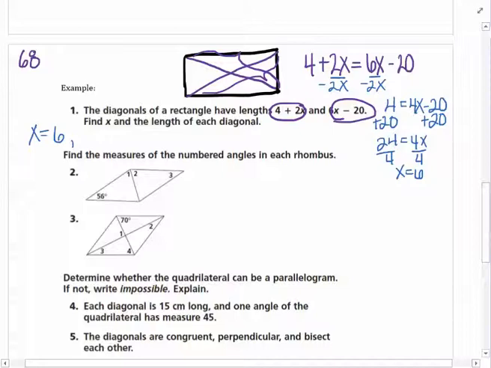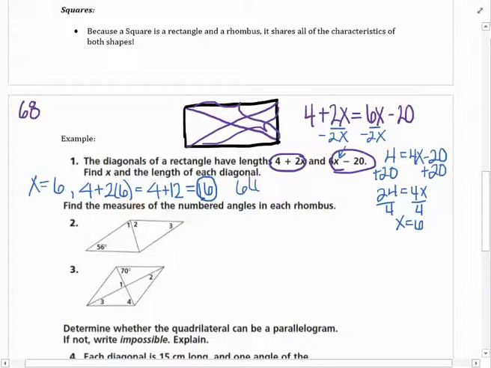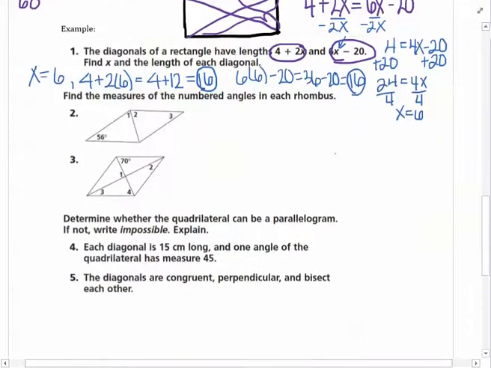The length of each diagonal, if we plug in x, so that's 4 plus 2 times 6, which is 4 plus 12, which is 16. Now, I don't really have to plug in the x again because I should get the same exact answer. They're congruent, right? But it's a good way to check to see if your x is correct. So let's plug it in for 6x minus 20. So 6 times 6 minus 20 is 36 minus 20, which is 16. It worked. They're congruent.